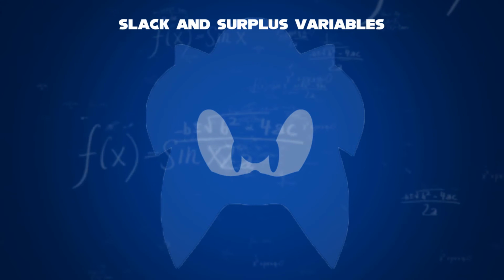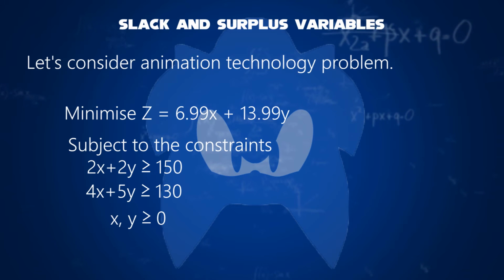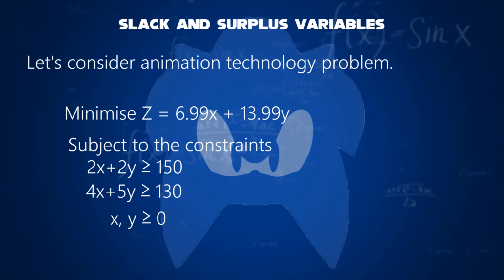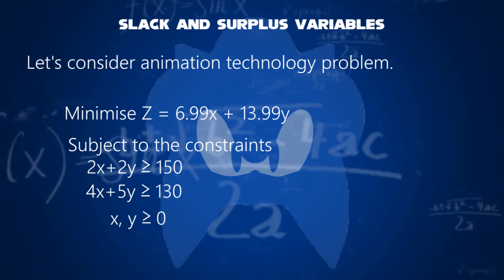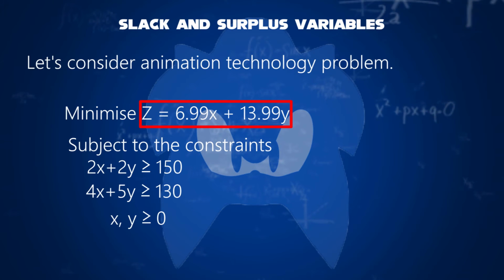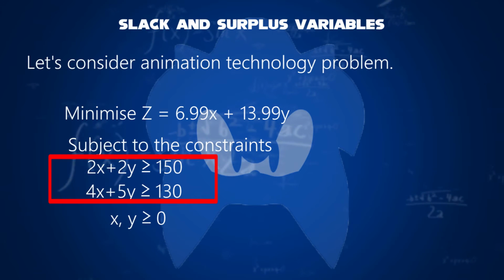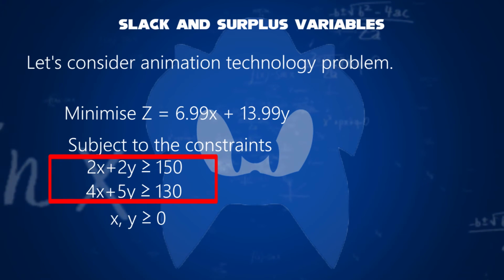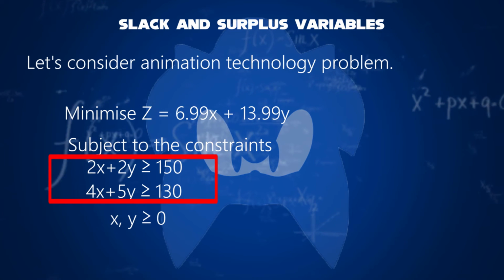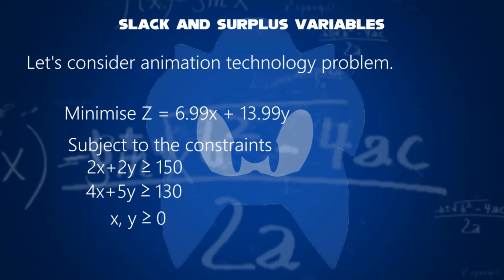On the other hand, the animation technology problem uses a greater than or equal to sign, so it uses a surplus variable. The sign is likely to be negative. The problem was first written as follows. Minimize z equals 6.99x plus 13.99y, subject to the constraints 2x plus 2y greater than or equal to 150, and 4x plus 5y greater than or equal to 130, where x and y are non-negative quantities.